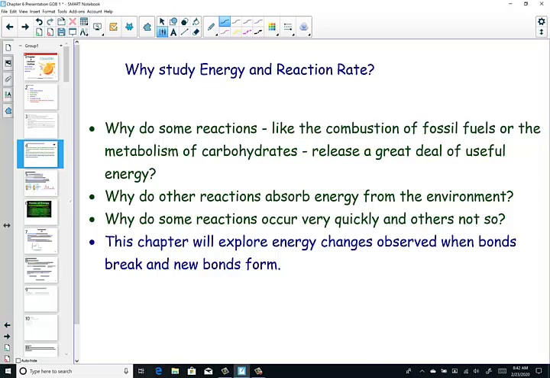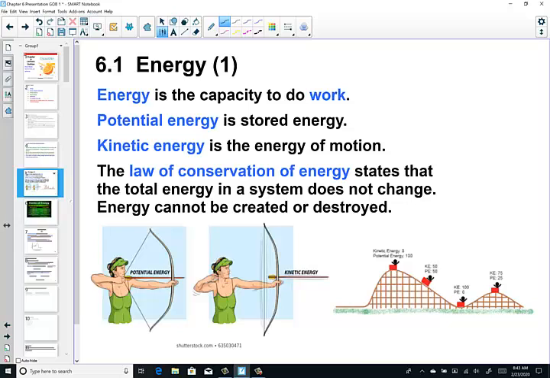Well, remember, some reactions, such as the combustion of fossil fuels that makes our cars move, for instance, even the metabolism of carbohydrates when you eat sugars or proteins or fats, release a great deal of useful energy. Why is that? Why do other reactions absorb energy from the environment? Some reactions occur very quickly, others do not. This chapter allows us to explore energy changes observed when bonds break and new bonds form. So the heart of our chapter is all about energy and how it applies to a reaction.